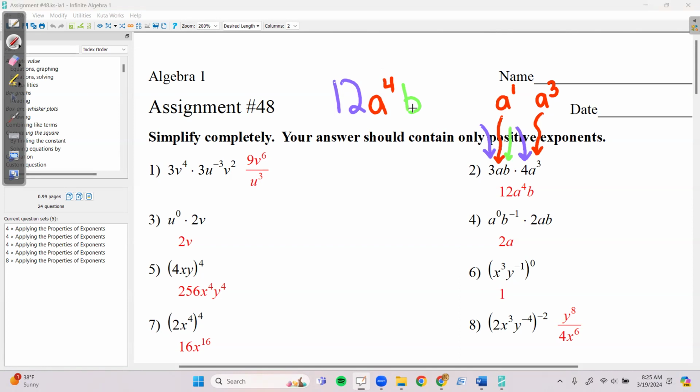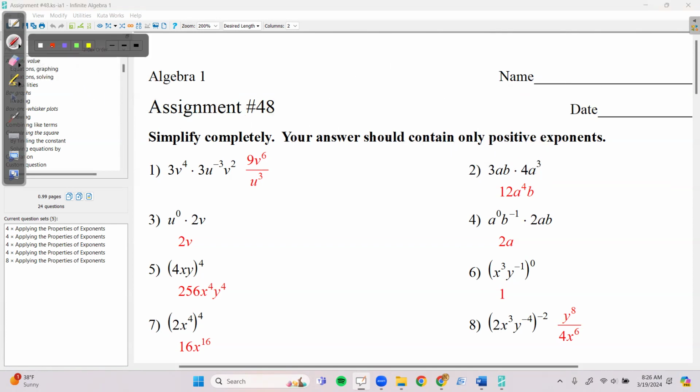Can't do that. The 4 does not have the exponent. If I wanted you to distribute it, then I would of course put it in parentheses. If you saw parentheses around the 4 and the A, then go ahead and distribute. But no, the 4 does not have the exponent.